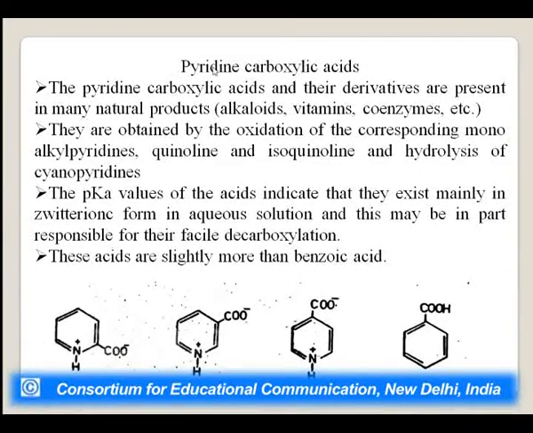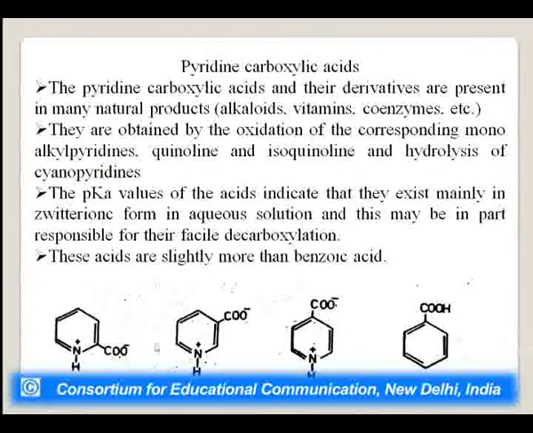Next derivatives of pyridine are pyridine carboxylic acids, or we can say picolinic acid. The pyridine carboxylic acids and their derivatives are present in many natural products, for example, in alkaloids, in vitamins, in coenzymes, etc. They are obtained by direct oxidation of corresponding monoalkyl pyridines, quinolines, isoquinolines, and hydrolysis of cyanopyridines. The pK values of the acids indicate that they exist mainly in zwitterionic form in aqueous solution, and this may be responsible for their facile decarboxylation. These acids are slightly stronger than benzoic acid. Here you can see the structure of pyridine carboxylic acid when it is present in the alpha, beta and gamma position, and this is benzoic acid.